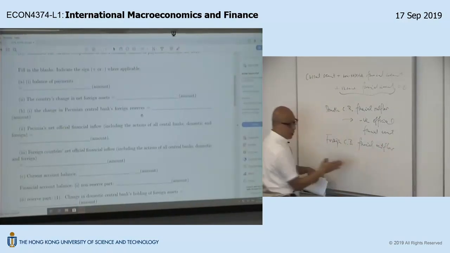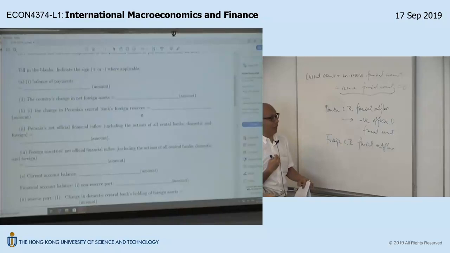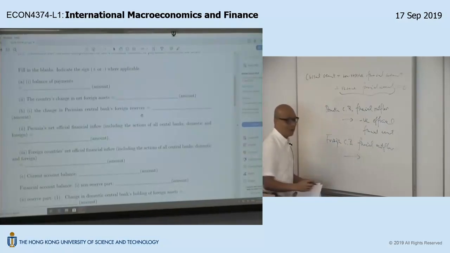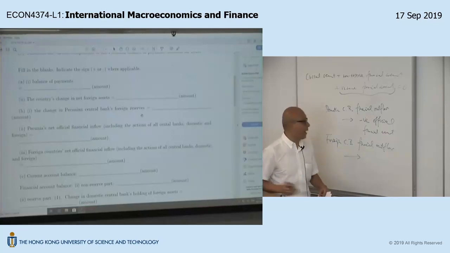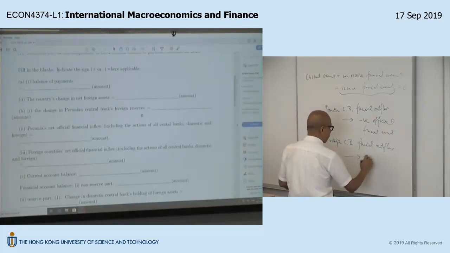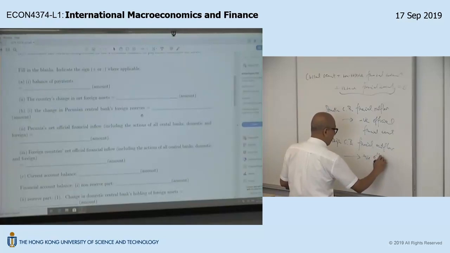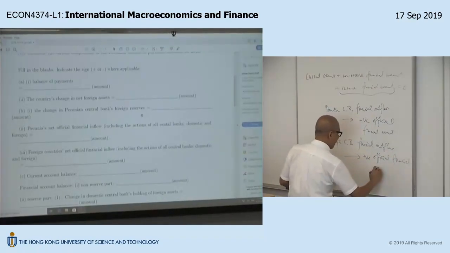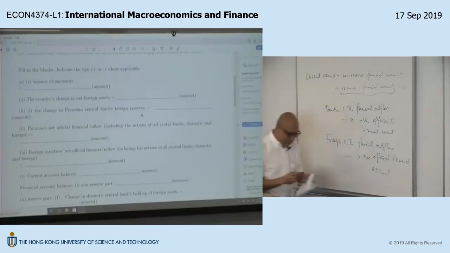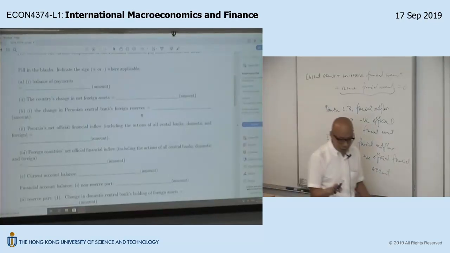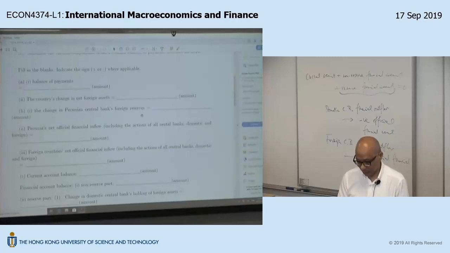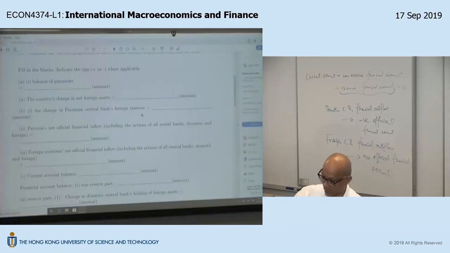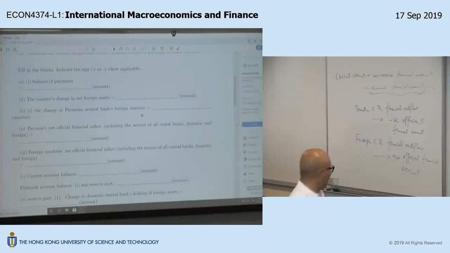If the financial outflow means our financial inflow, right? So our financial inflow will be a positive in the official financial account, right? So whenever there is financial outflow, that is negative in the financial account. Whenever there is financial inflow, that is positive in the financial account. Okay.